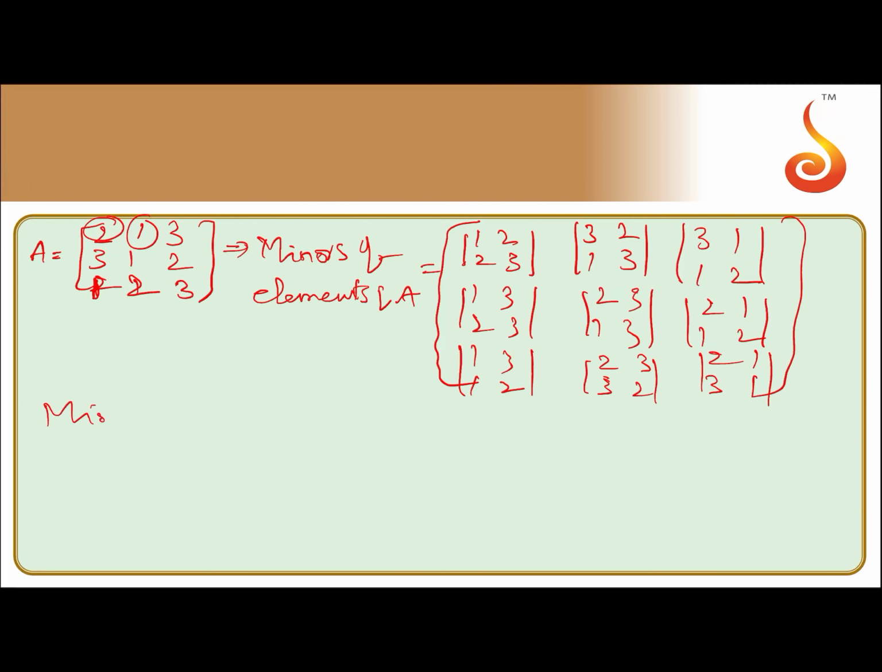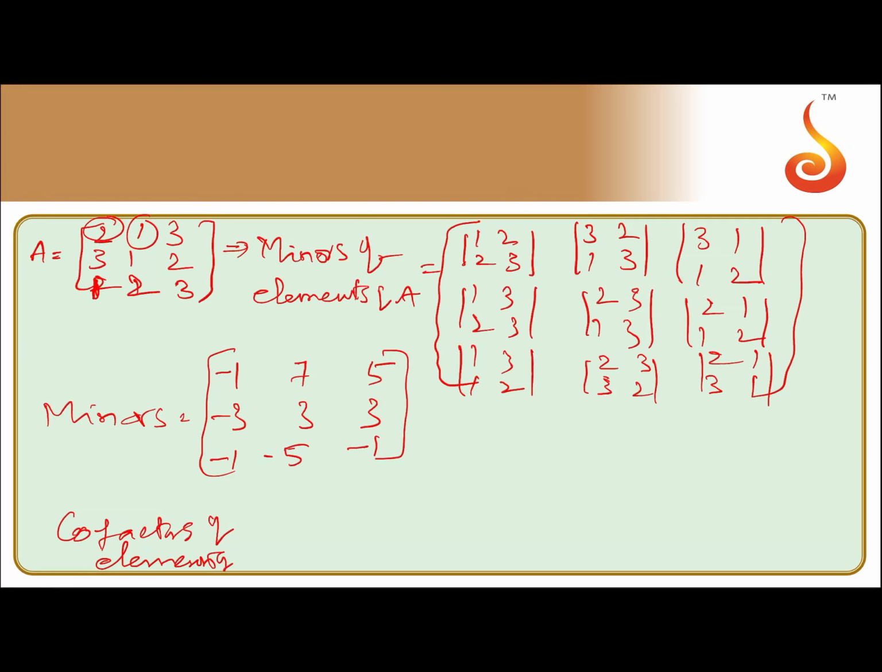Simplifying these gives the minors: 3 minus 4, minus 1; 9 minus 2, 7; 6 minus 1, 5. Then 3 minus 6, minus 3; 6 minus 3, 3; 4 minus 1, 3. And 2 minus 3, minus 1; 4 minus 9, minus 5; and 2 minus 3, minus 1. These are the minors. And what about the cofactors?